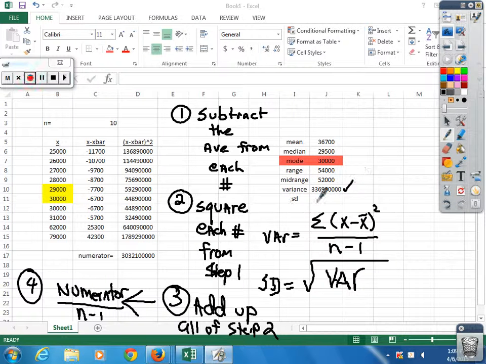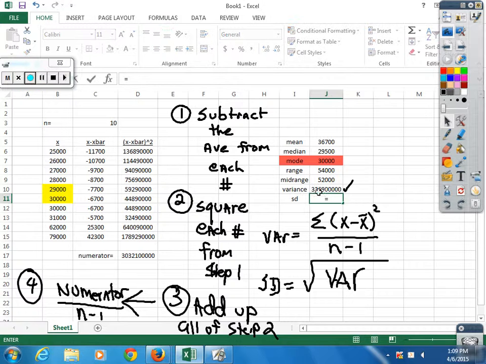And to get your standard deviation, you just take the variance and raise it to the 0.5 power, or take the square root of it. Same thing. And there is your standard deviation. N is the number of numbers that you have right here. There's 10 of them.